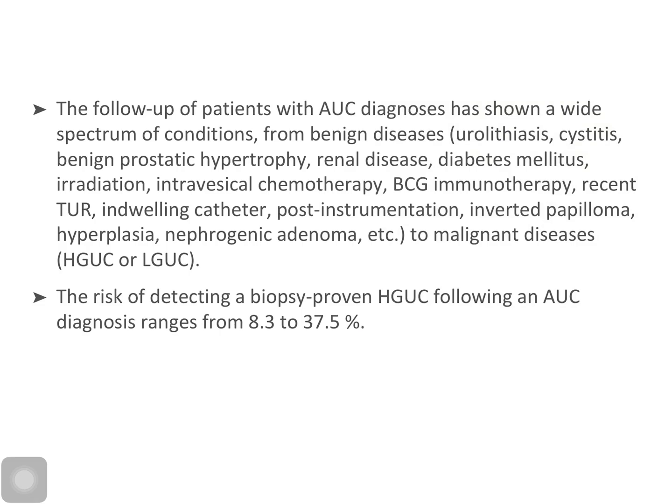In the follow-up of patients with atypical urothelial cells, the diagnosis has shown a wide spectrum of conditions, from benign diseases such as urolithiasis, cystitis, BPH, renal disease, diabetes, irradiation, chemotherapy, immunotherapy, indwelling catheter, post-instrumentation, and papilloma, to malignant diseases like high-grade urothelial carcinoma or low-grade urothelial carcinoma. Hence, the risk of detecting a biopsy-proven high-grade urothelial carcinoma following an atypical urothelial cell diagnosis ranges from 8.3 to 37.5%.